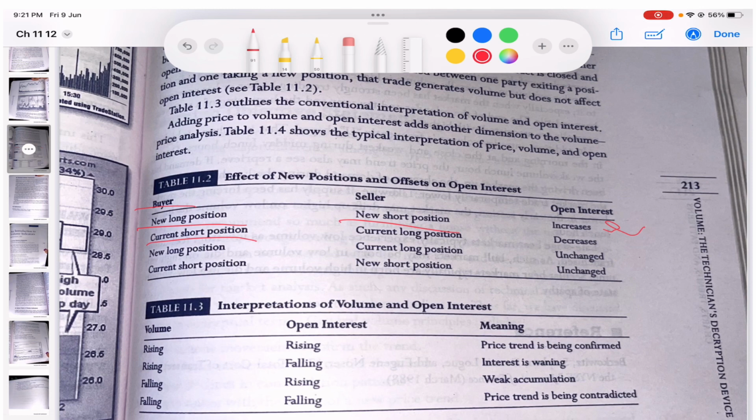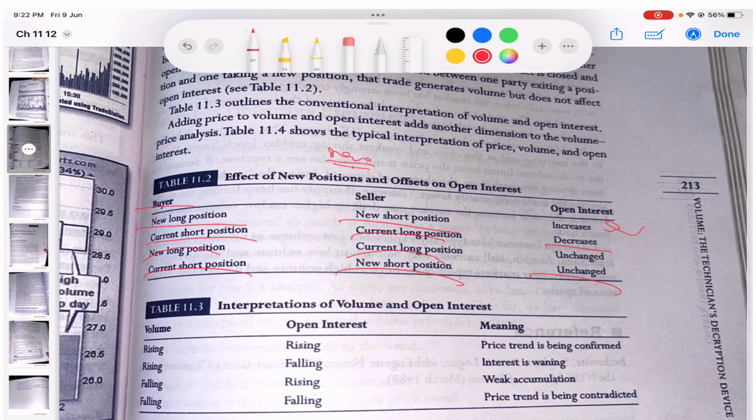Current short position, which means the buyer currently has a short position, and the seller is in a current long position. In that case, what happens to the open interest? It has something to do with volume. This is not a new position, right? It is just existing. So in that case, the OI decreases. New long position, current long position. Read it again: the buyer is taking a new long position, and the seller is in the current long position only. So in that case, nothing changes. Current short position, new short position, unchanged again.